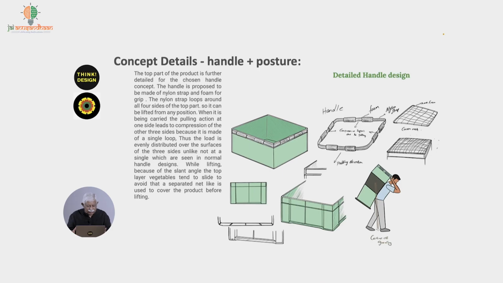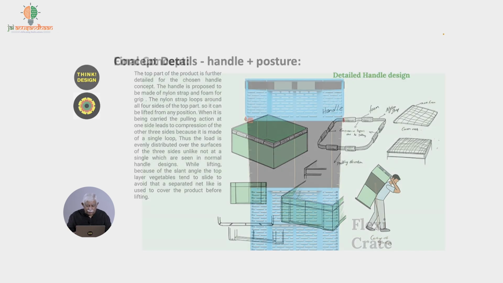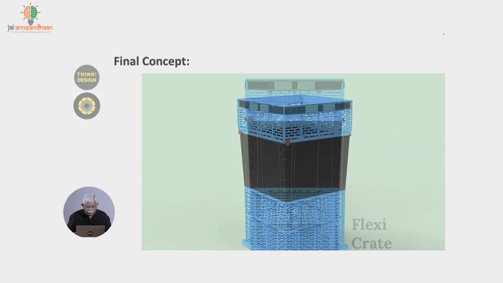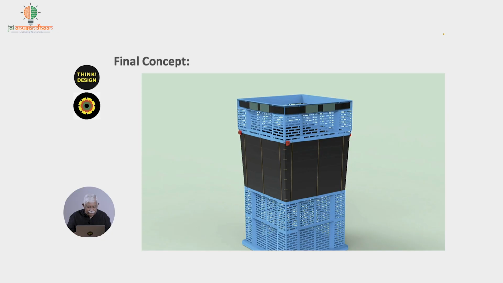Okay, and details of this. If you want to hold it, does it have a handle? How do you integrate the handle into the product? And that's how the final product called Flexi Crate came into being. And you can see that it's got a lot of details. The middle part is flexible. It can actually become small and big as you need it.